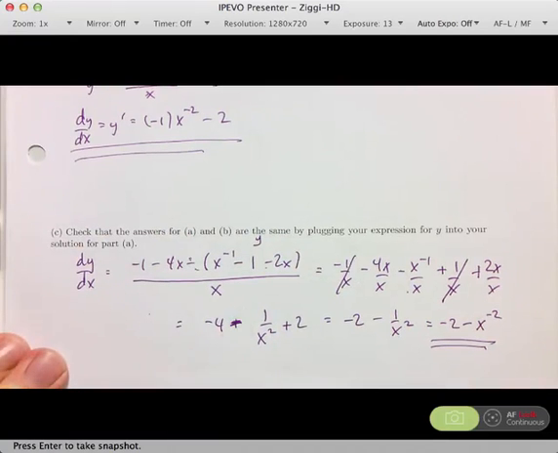Sorry if I've been a little sloppy tonight. I'm kind of eager to get this done and go to bed.